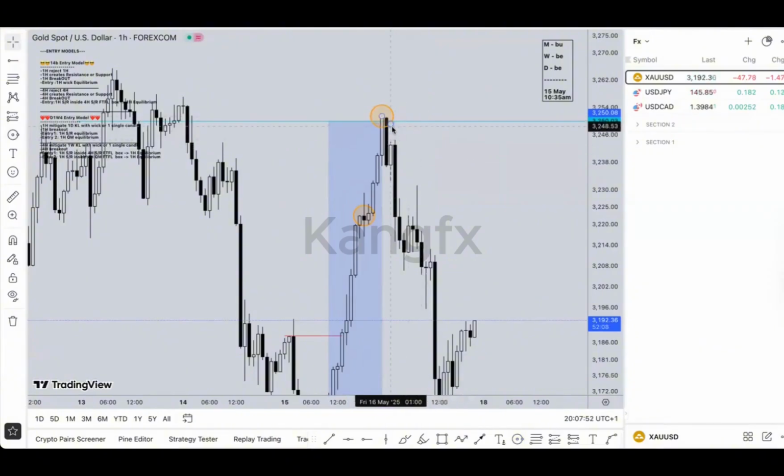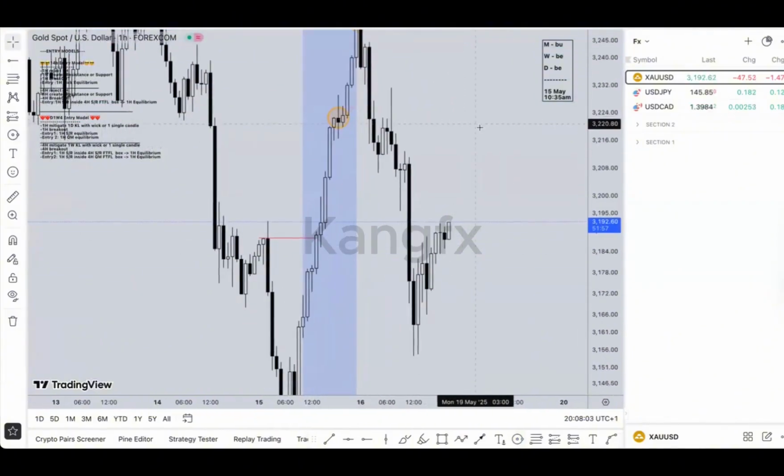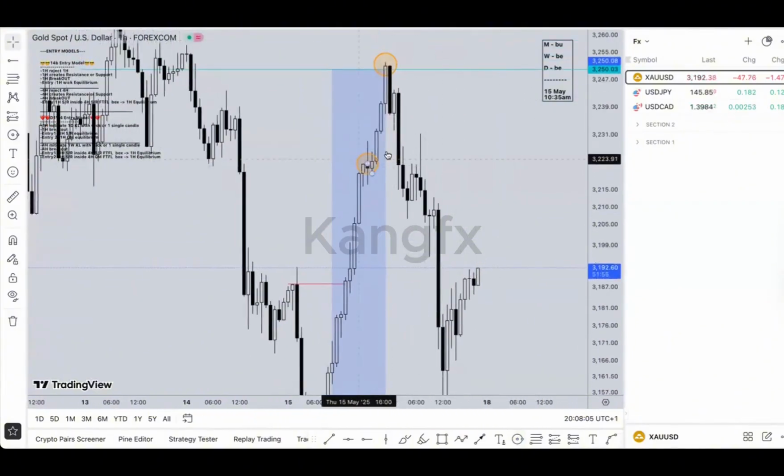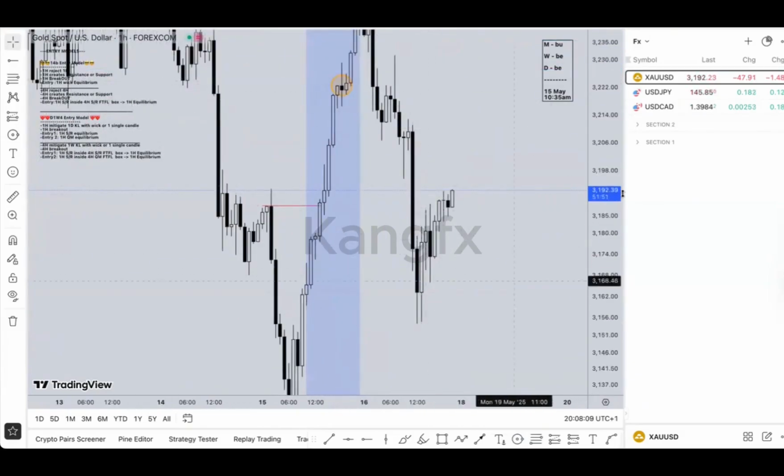Which entry model is this? This is D1W4. This is not the 14B entry model. This is the D1W4 entry model. And this one corresponds with our storyline. What did we do? We went all in. Here you go all in, because you know what is getting to your TP.